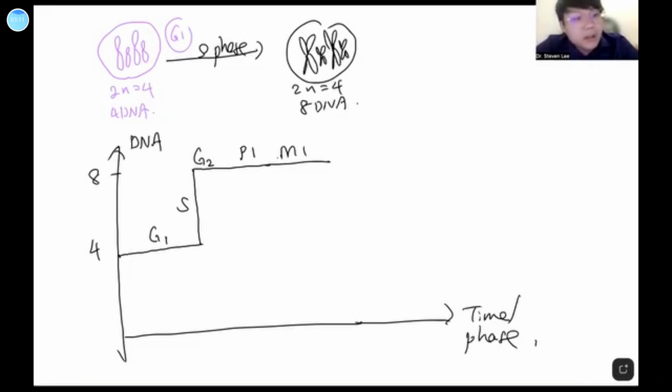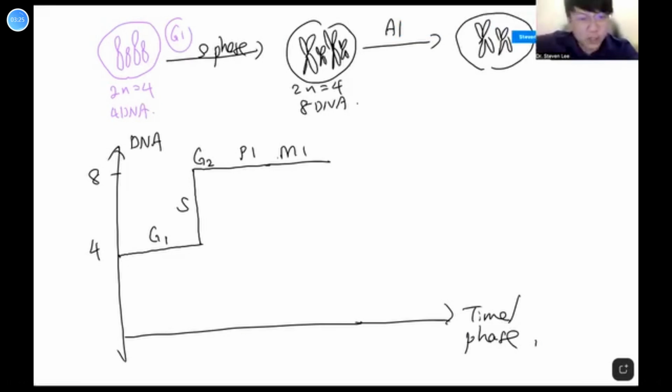But what about in anaphase 1? In anaphase 1, the homologous chromosomes will separate. So if the homologous chromosomes separate, the number of chromosomes is already halved. Am I right? So after anaphase 1, your cell already becomes like this, as a daughter cell after telophase 1. Am I right, guys? If you look at this picture, this is after anaphase 1, because the homologous chromosomes separated.